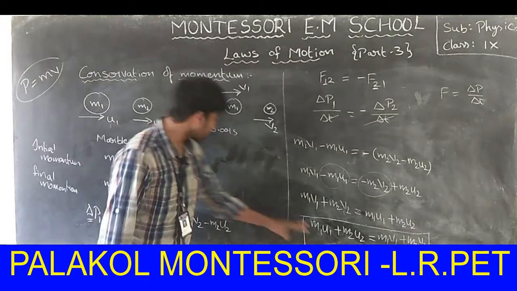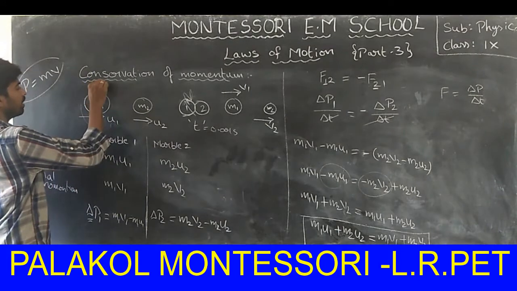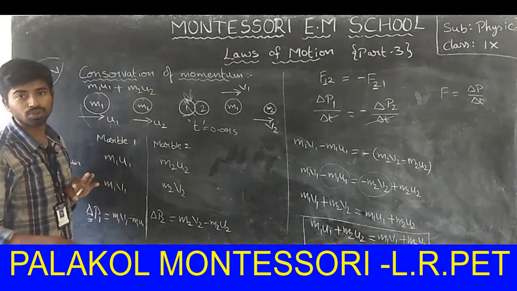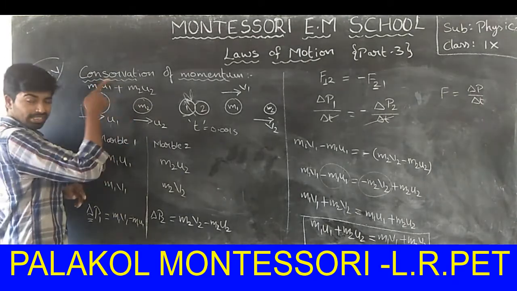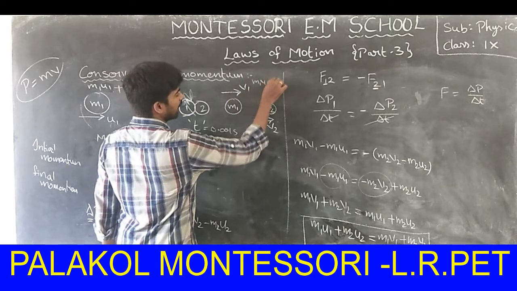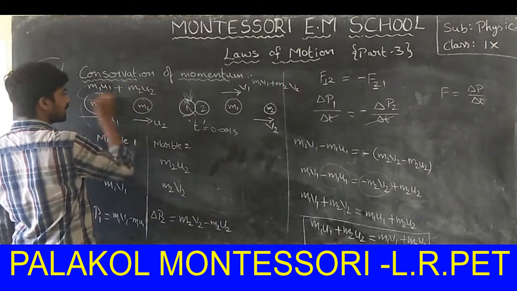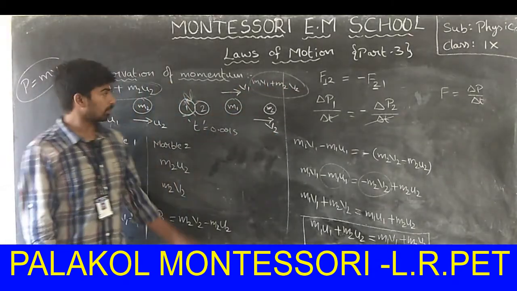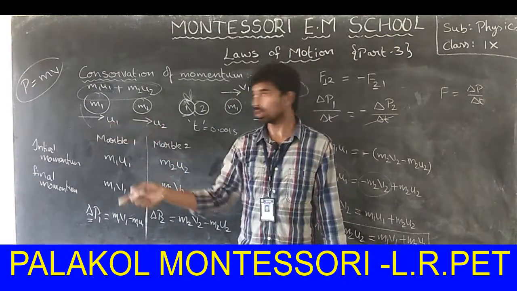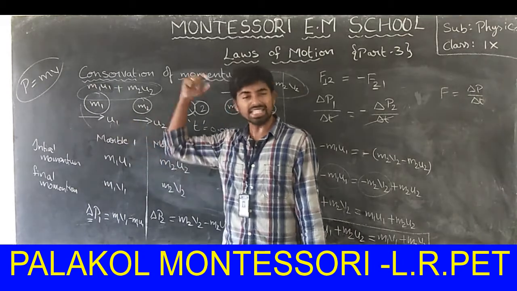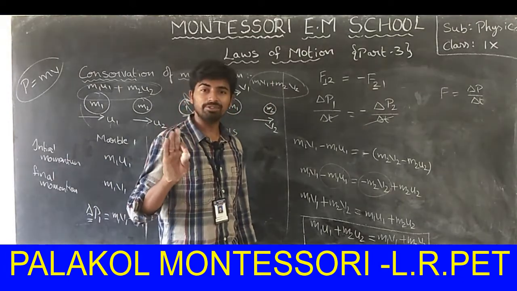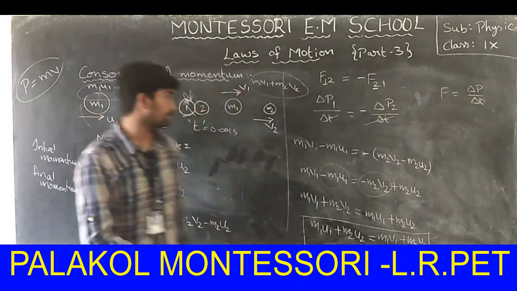What is this equation? m1 u1 is the initial momentum of the first object, and m2 u2 is the initial momentum of the second object. The total initial momentum of the system is m1 u1 plus m2 u2. The total final momentum is m1 v1 plus m2 v2. Here the initial momentum is equal to the final momentum. The total momentum of the system doesn't change. I am not talking about the momentum of an object, but the total momentum of the system. The initial momentum of the system is equal to the final momentum. Here momentum is conserved, momentum is constant. There is no change in the momentum of the system.